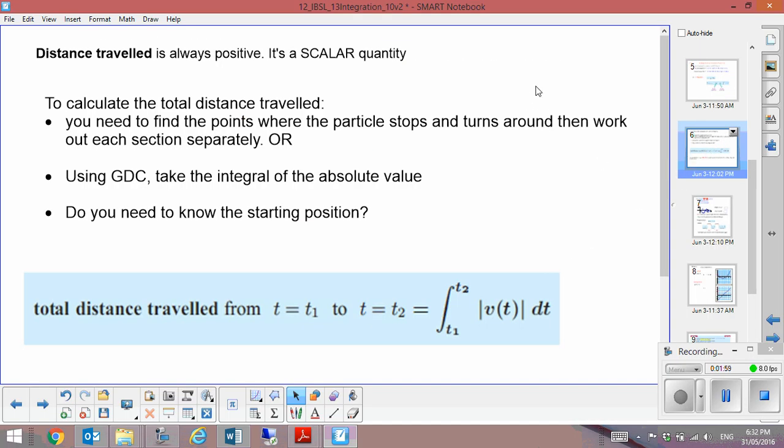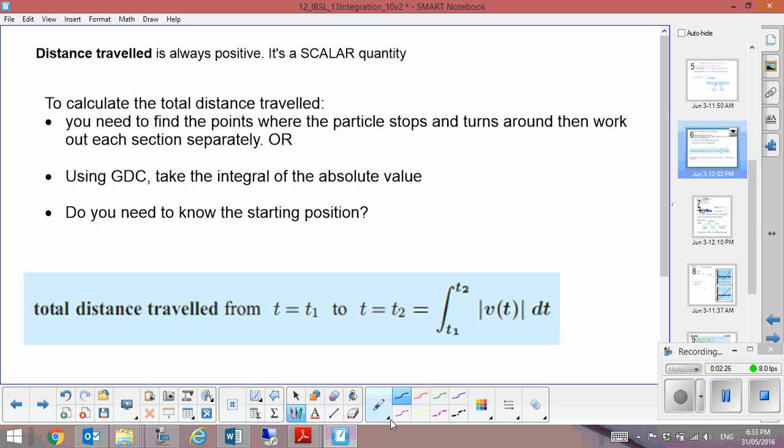Distance travelled is always positive. It's a scalar quantity. So we don't have a positive or a negative distance travelled, but we can have a positive or negative displacement. To calculate your distance travelled, remember, you need to find the points where the particle stops and turns around, then work out each section separately, or you can take the integral of the absolute value.